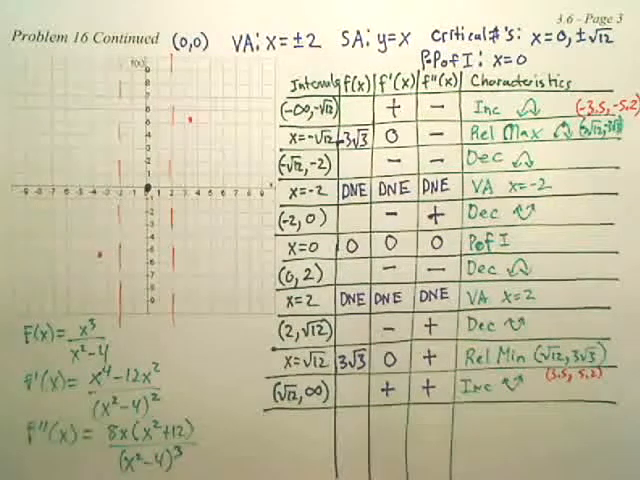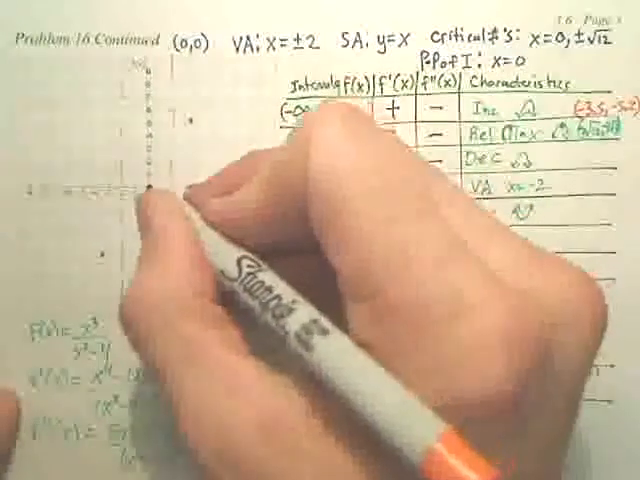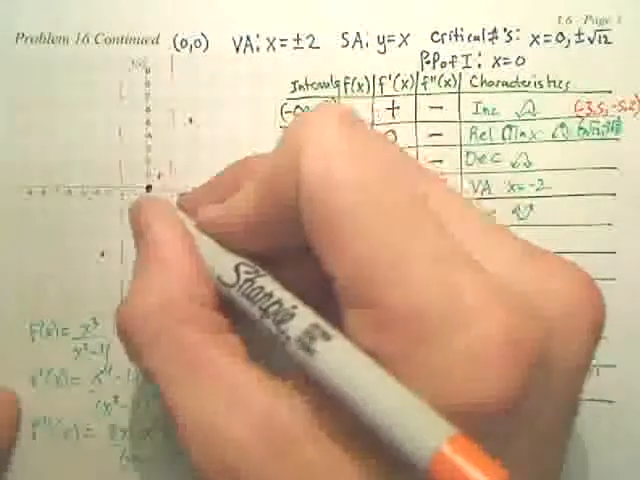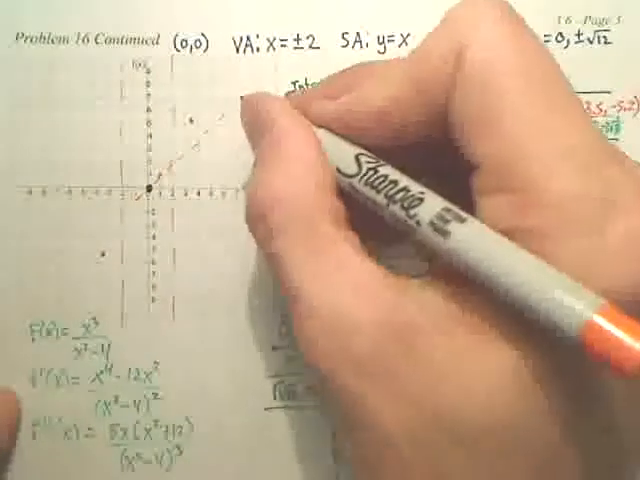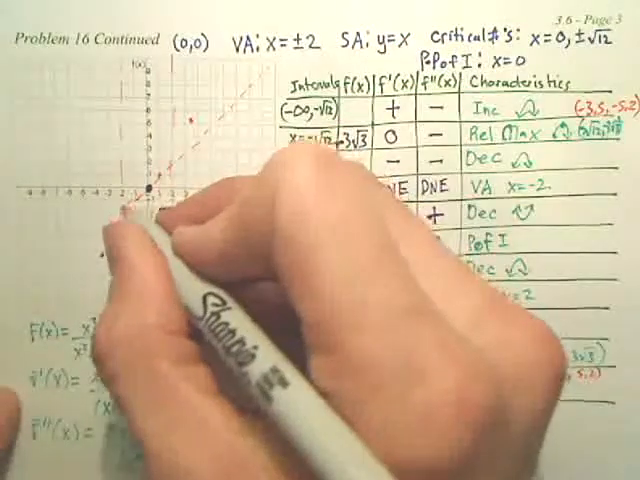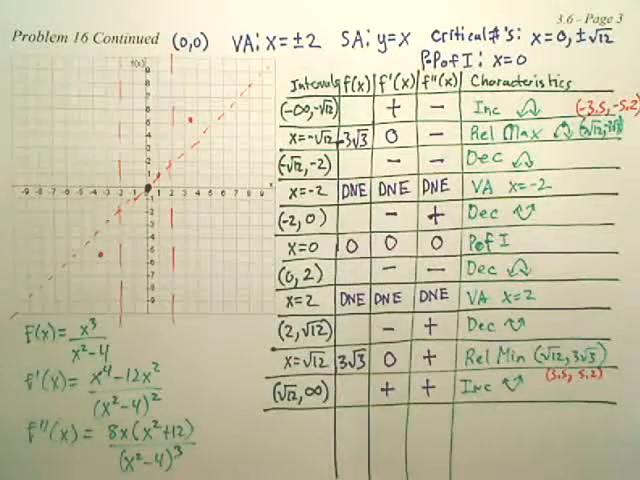Okay. Oh, wait, what other asymptote do we have? Then we have a slant. And the slant asymptote was y equals x. So doesn't that mean we start at 0, we go up 1 over 1? So won't there be some sort of slant asymptote in the middle of this graph? We okay?